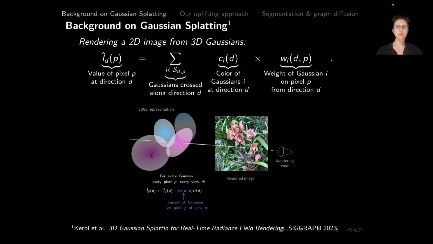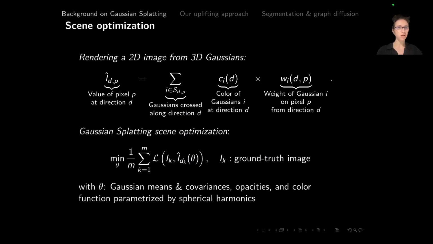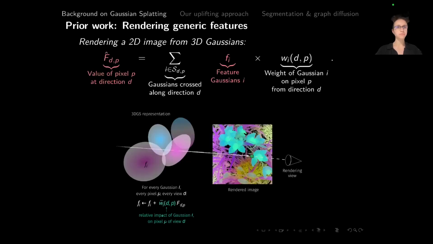Our work builds upon Gaussian splatting, where a scene is represented by millions of Gaussians, each with a position, a size, a color, and an opacity. These Gaussians are rendered from any viewpoint using alpha blending, and all parameters are optimized through a projection loss that aligns the rendered image with ground truth view.